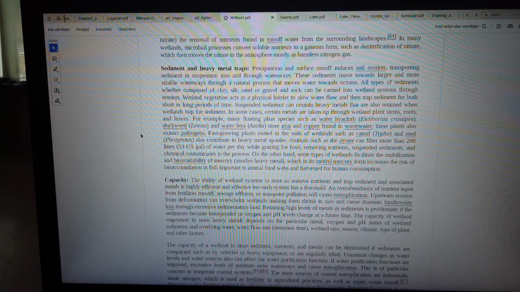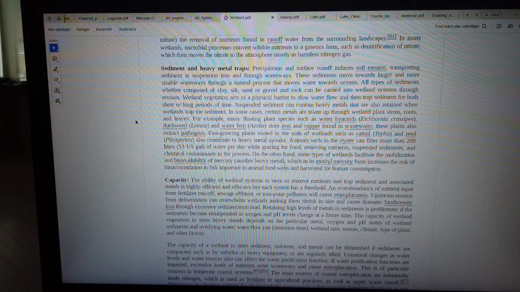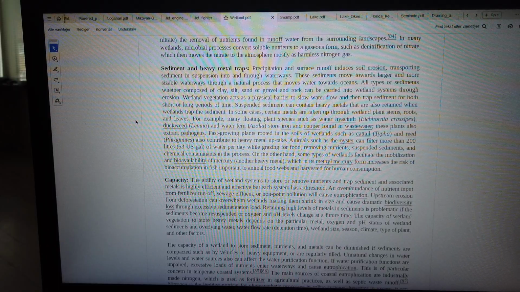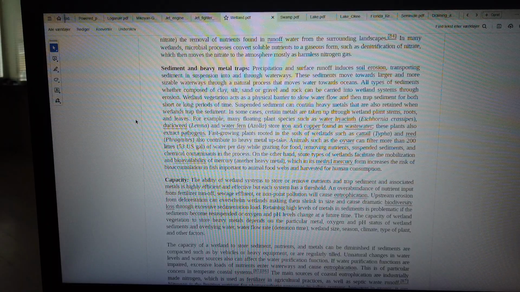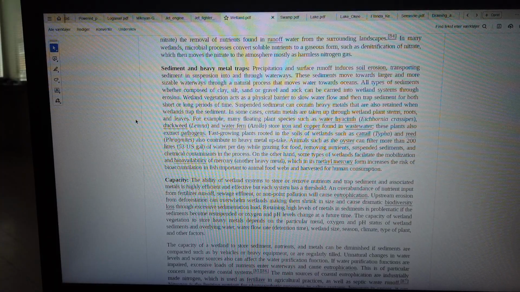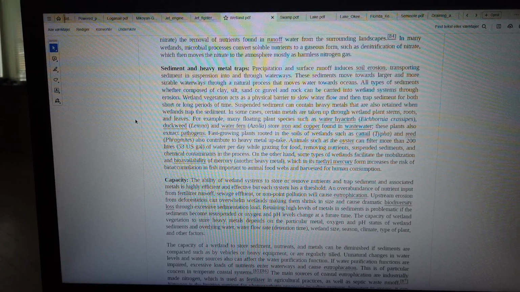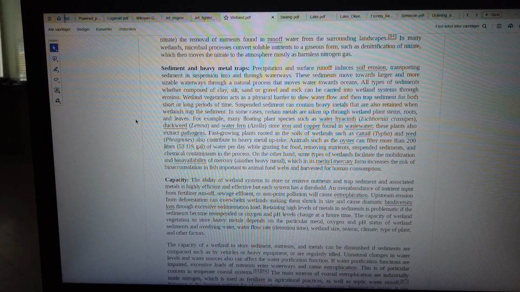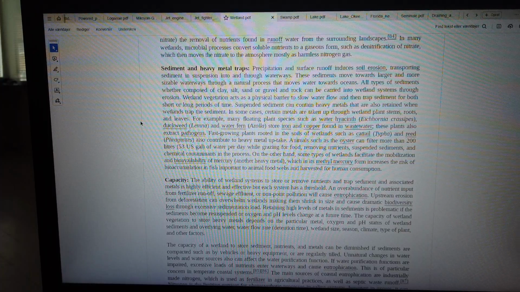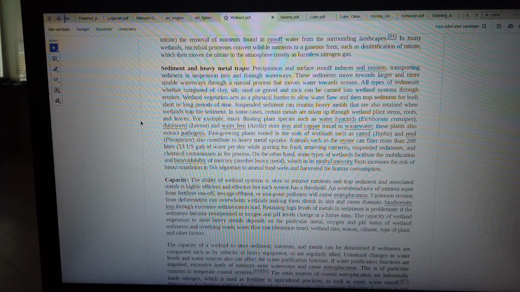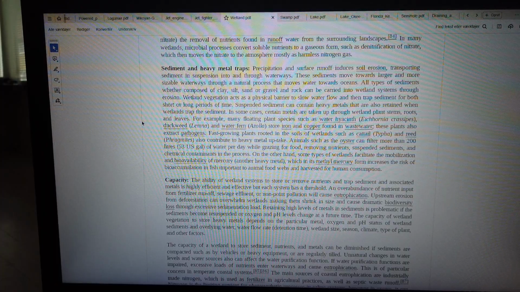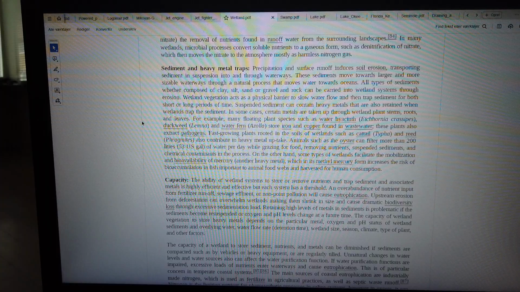For example, many floating plant species such as water hyacinth, Eichhornia crassipes, duckweed, Lemna, and water fern, Azolla, store iron and copper found in wastewater. These plants also extract pathogens. Fast-growing plants rooted in the soils of wetlands such as cattail, Typha, and reed, Phragmites, also contribute to heavy metal uptake. Animals such as the oyster can filter more than 200 liters, 53 US gallons, of water per day while grazing for food, removing nutrients, suspended sediments, and chemical contaminants in the process.